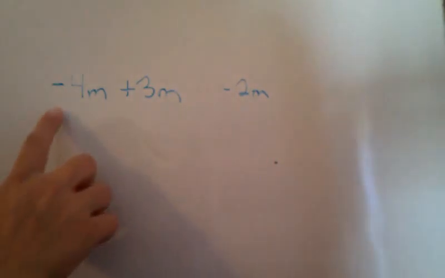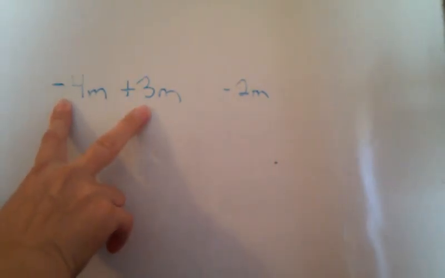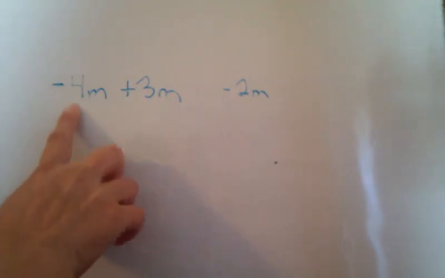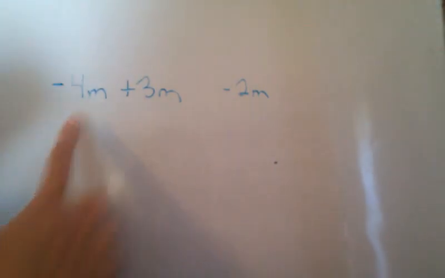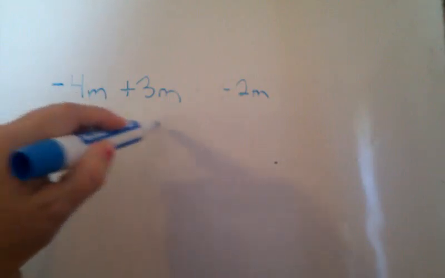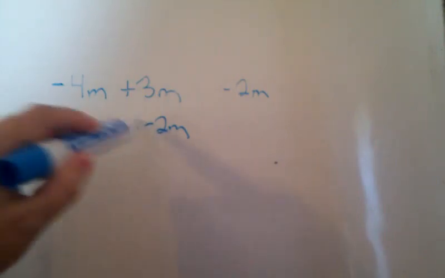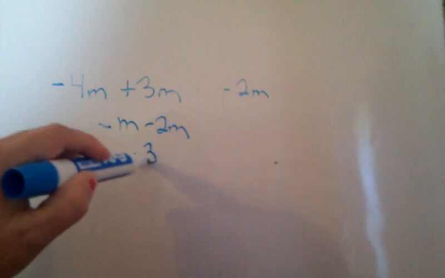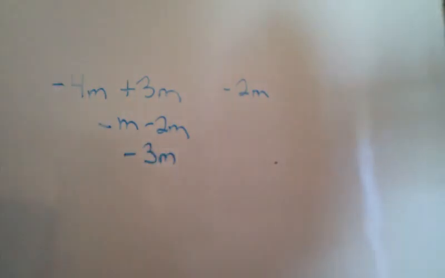So negative 4 plus 3, my signs are different, so I subtract and use the sign of the larger number. My larger number is 4, so my answer is negative 1. I have minus 2m, so what is negative 1 minus 2? My signs are the same, so I add. 1 plus 2 is 3, so you should have come up with negative 3m. How'd you do?